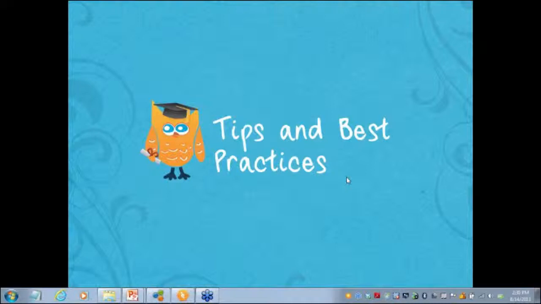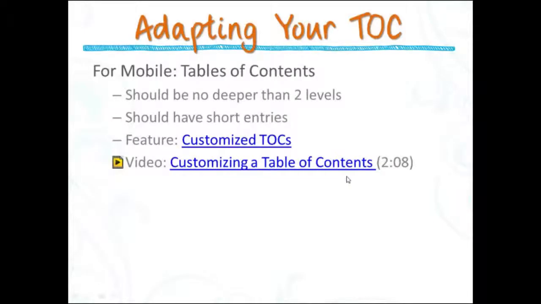So we're going to start doing our exercises now, and we're going to start looking at a lot of different tips and best practices and how you can implement them within Doc2Help. Now, first of all, adapting your TOC. I talked earlier about the fact that for mobile, you want to have a shallower table of contents. 2 levels is about right so that folks don't have to keep tapping to get further along in your table of contents and eventually lose their way.